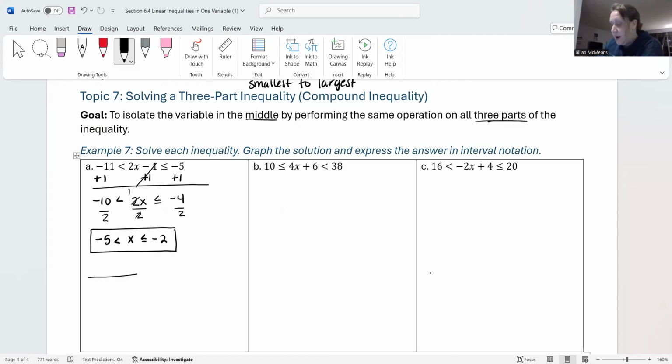Now, if I were to graph this, I would draw a number line. I would indicate where both endpoints are, so negative 5 and negative 2. And then for negative 5, I cannot include it. So negative 5 is less than x, but I can't include exactly negative 5. And then x is less than or equal to negative 2, so I can include the negative 2. So I'm going to go rounded bracket on negative 5, square bracket on negative 2, and then I'm going to shade in the middle.